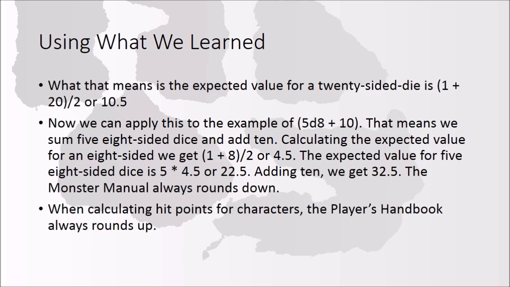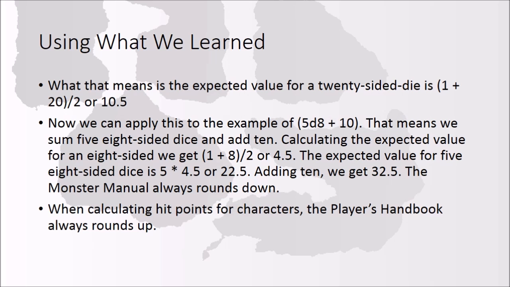What this means is we can calculate the expected value for a 20-sided die. We take 1 plus 20 and divide it by 2, and we come up with 10.5. That's why we get the expected value of 3.5 for a six-sided die: taking 1 plus 6 is 7, divided by 2 is 3.5.